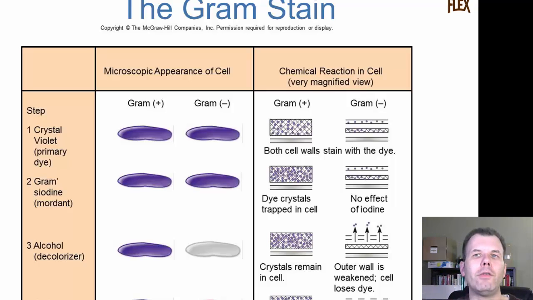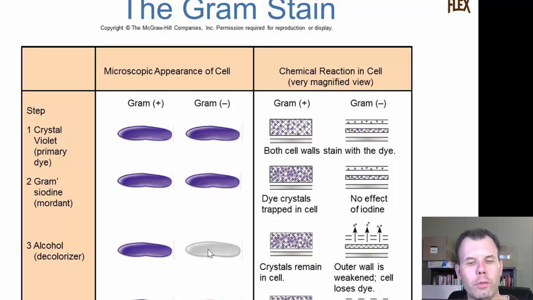In the gram-positive, when we apply decolorizer, since you have that very spongy, soaking-up-stain cell wall, the purple stays with the bacteria even though you apply decolorizer. In the gram-negative, since you have such a thin cell wall, that cell wall cannot maintain the stain. And so as soon as you apply the decolorizer, the stain goes away.